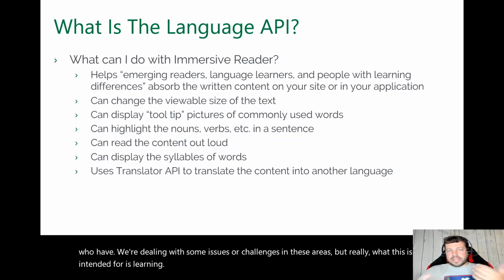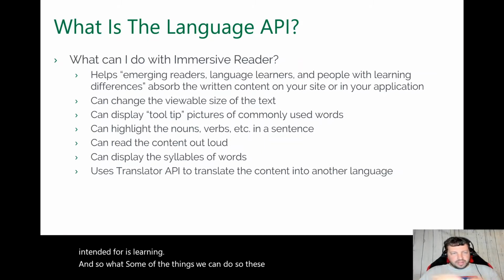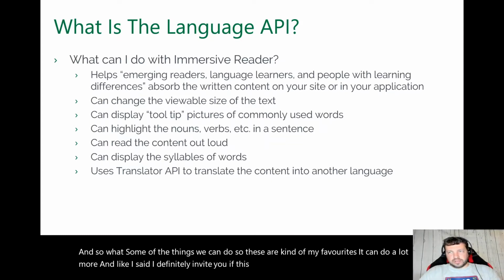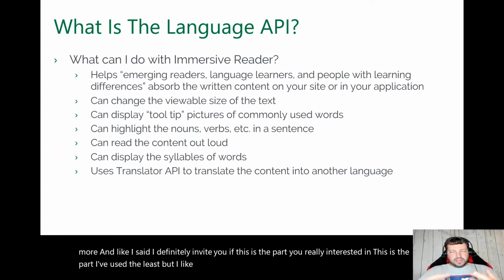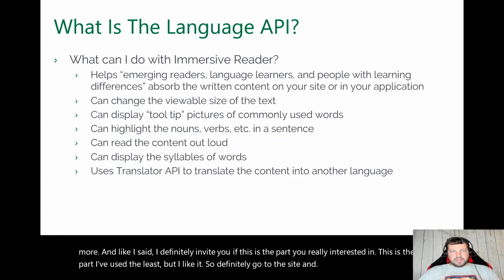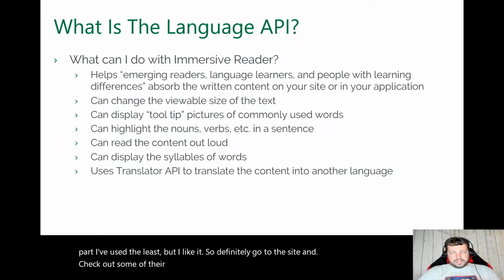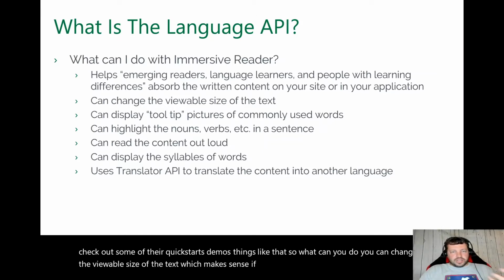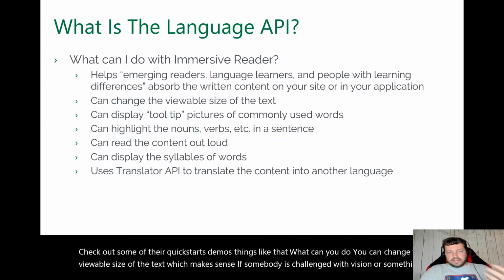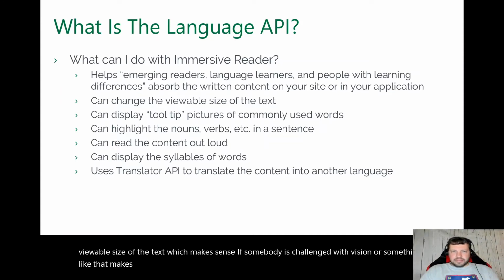And so what are some of the things we can do? These are kind of my favorites. It can do a lot more. And like I said, I definitely invite you, if this is the part you're really interested in, this is the part I've used the least, but I like it. So definitely go to the site and check out some of their quick starts, demos, things like that. So what can you do? You can change the viewable size of the text, which makes sense. If somebody is challenged with vision or something like that, that makes sense to do. That's maybe not that interesting. That's not very AI-y, right? Some of this stuff is.